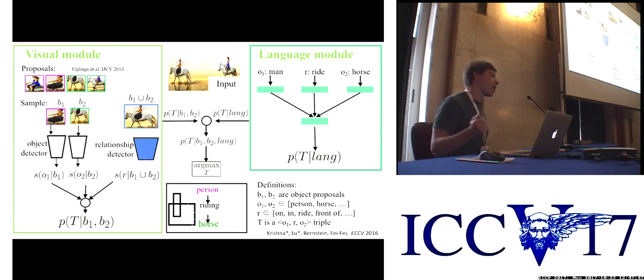On the right-hand side, we have a separate language module that tries to guess, based on the linguistics of the triple, the likelihood of this triple existing at all. For example, a man riding a horse might be a likely triple, but a man riding an elephant might not be. We can use this as a prior to bias the probability that one of these triples will be detected in the image. So when we combine the visual module and this language module together, we get a model that allows us to detect relationships in images.